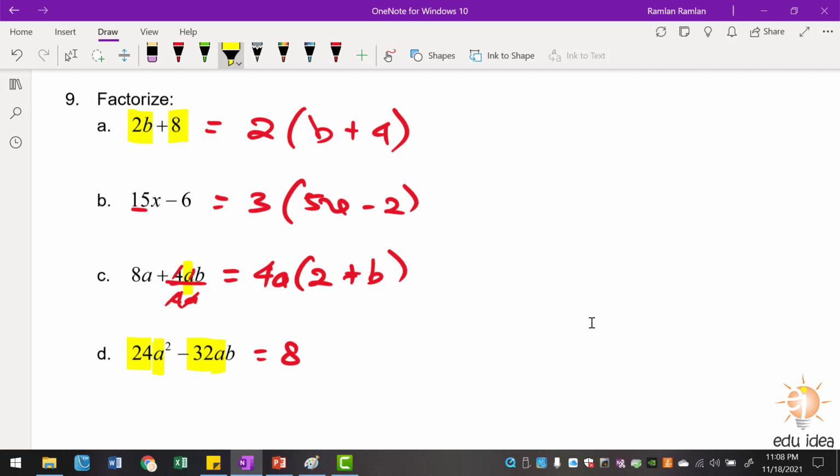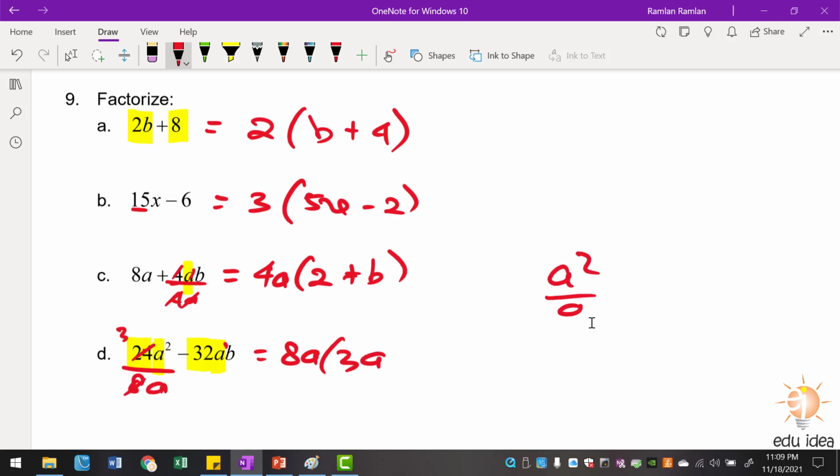So when you want to pull out, you pull out the lowest power, right? So this is actually a to the power of 1, right? So put the lowest power, which is this a, so I'm going to put only a. And then the b is only in this term, it doesn't have b in this term, so you leave the b alone. Okay, so next up, we can put the bracket here, and then divide both of those terms by 8a. So if I divide this by 8a, I'll get 24 divided by 8 equals 3, right? And then a squared divided by a is just a, right?